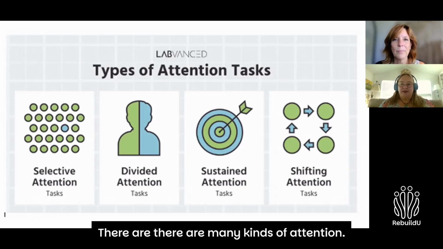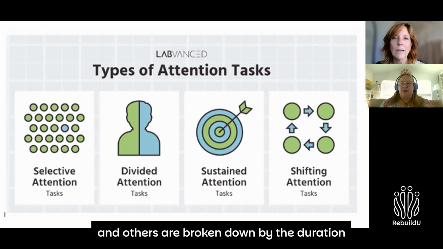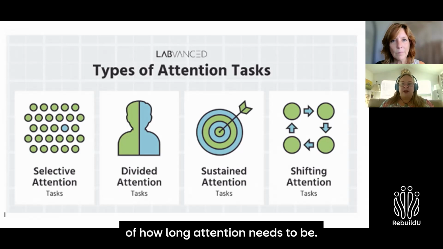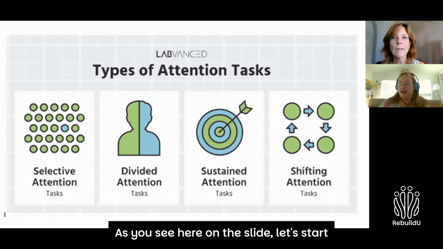There are many kinds of attention. Some of them are broken down based on how intense the attention needs to be, and others are broken down by the duration of how long attention needs to be. But really we can put it all together, as you see here on the slide. Let's start with sustained and focused attention.